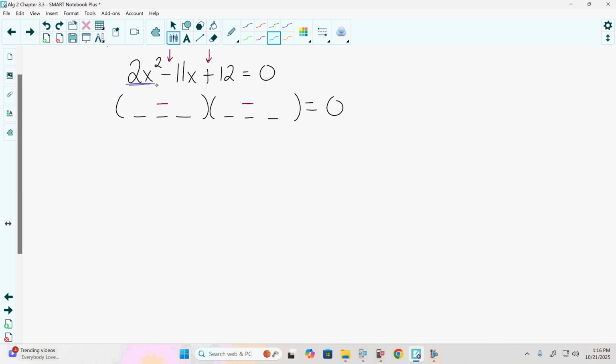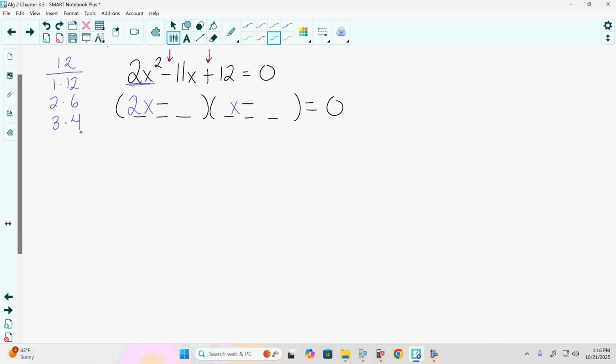At this point here, we want to find the factors of the first and third term. Well, 2x squared, the factors of x squared are going to be x and x. And the only factors of 2 are 2 and 1, so we can go on and plug those in. Now we also need to find the factors of 12. So the factors of 12 are 1 and 12, 2 and 6, 3 and 4.